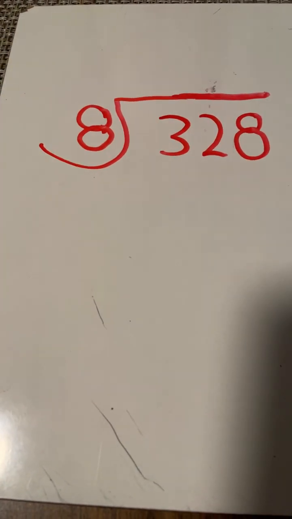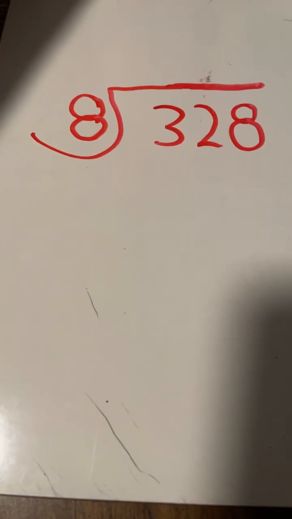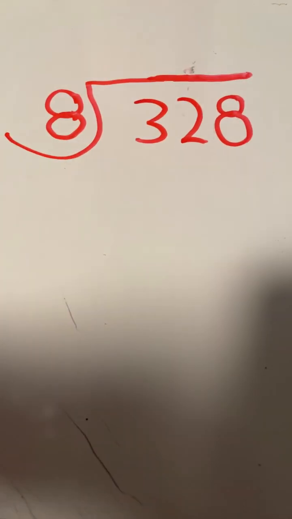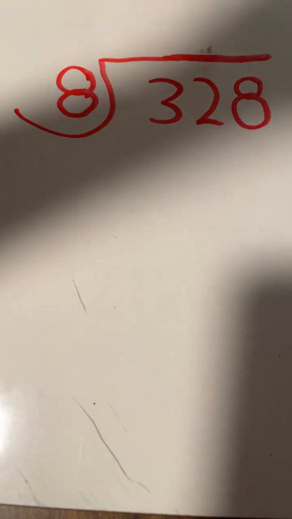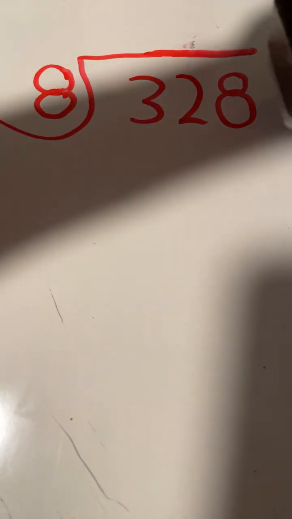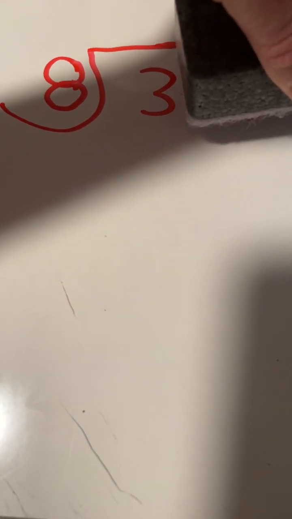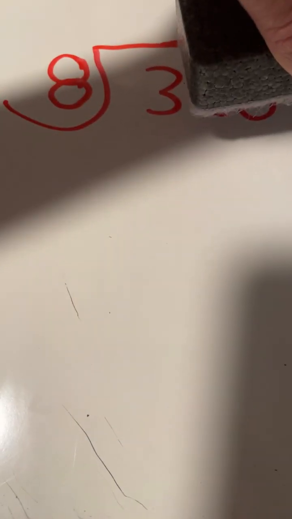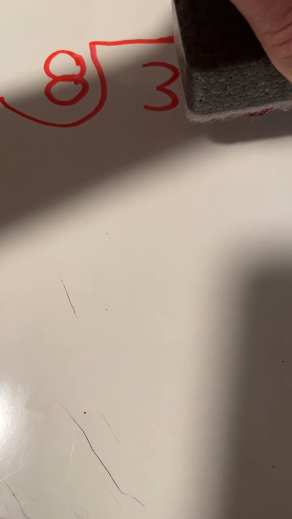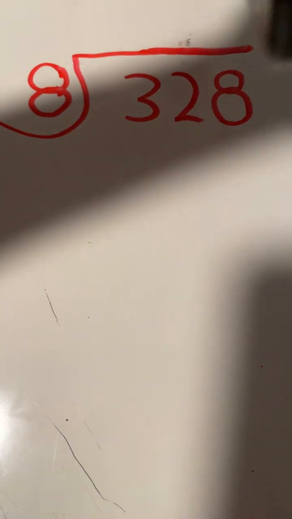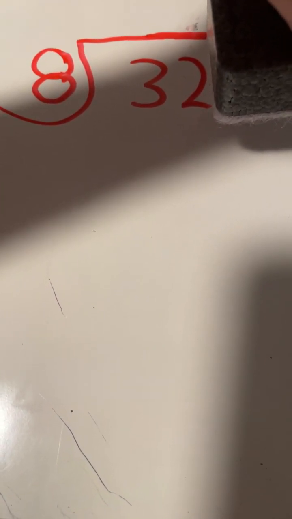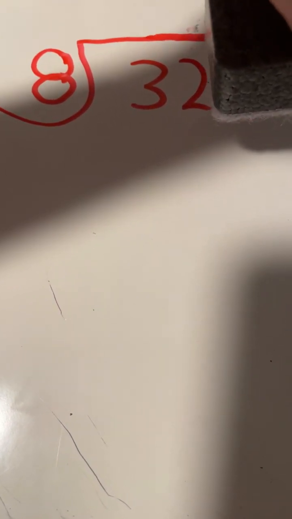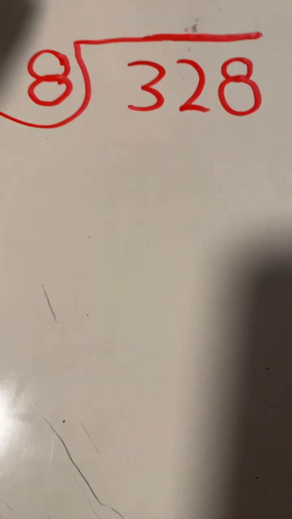So the first step is we want to divide by the smallest number possible. Only rule is the number inside the square has to be bigger than the number outside the square. So we're going to see if we can do a single digit. 3 is too small because 8 is bigger than 3, so that does not work. 32 is not too small. So 32 is the smallest number that we can divide by. So we're going to start out with 32 divided by 8.